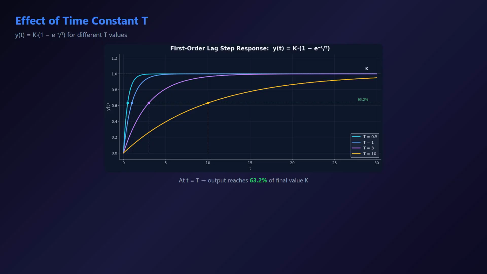Let us see how the time constant T affects the response. For small T like 0.5, the system responds quickly and reaches steady state fast. For larger T like 3 or 10, the response is slower. In all cases, the output reaches 63% of the final value at time t equals T. This is a key property of first-order systems.